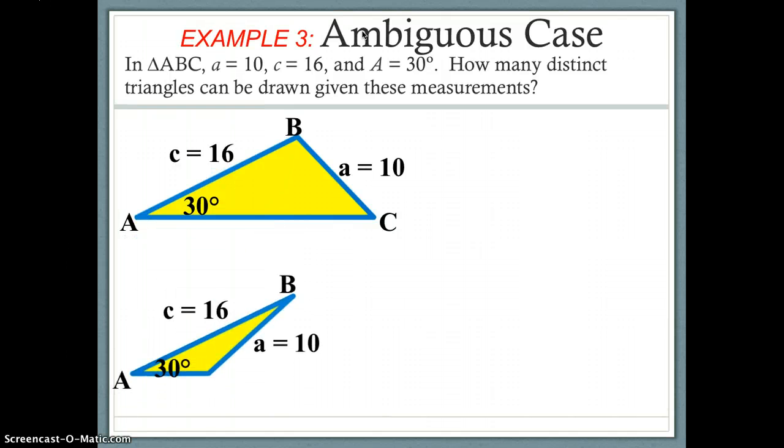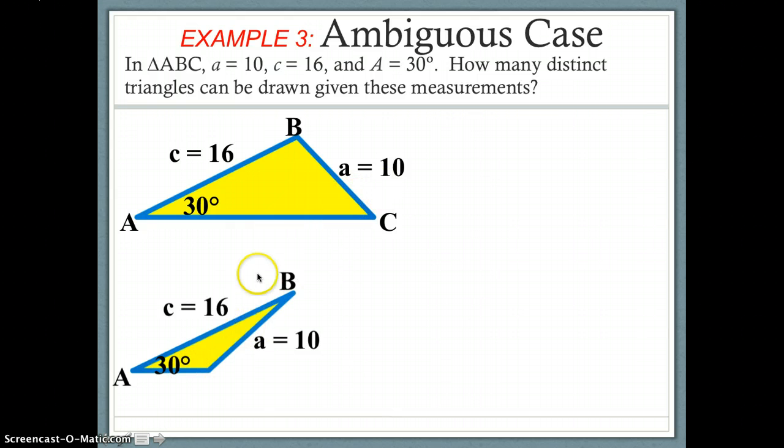So we found out that C could have been an obtuse angle of 127, or it could have been an acute angle of 53. So both of those cases were valid, and you'll see both of them have the given measurements. Little a is 10, little c is 16, and big A, across from little a, is 30. So both of these triangles have the given measurements.